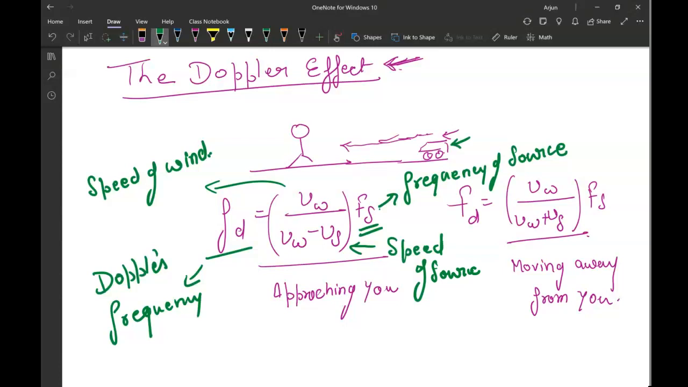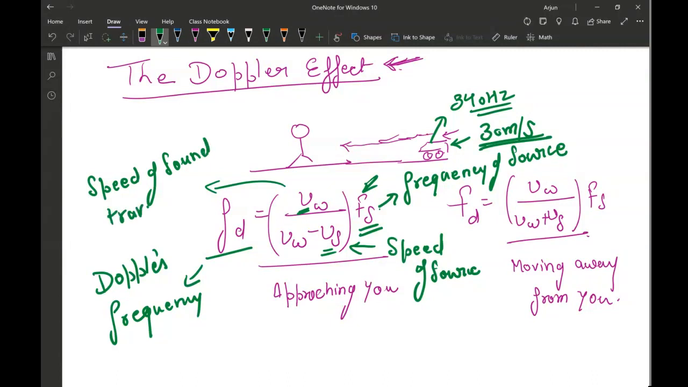So for example, if this car is moving at 30 kilometers per hour or 30 meters per second, I'll keep the SI units. So this value will be 30 meters per second. And if the car is honking at 340 hertz, this will become Fs. And Vw, as I said, means the speed of the sound traveling in the wind. My apologies, that's what I shall write. That's Vw.